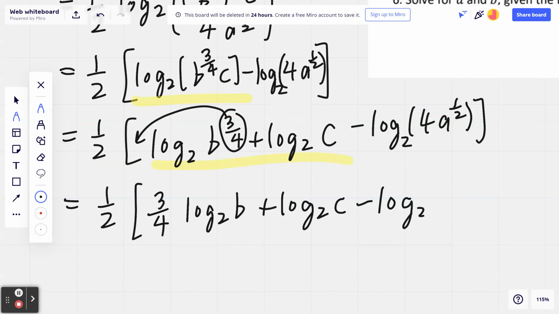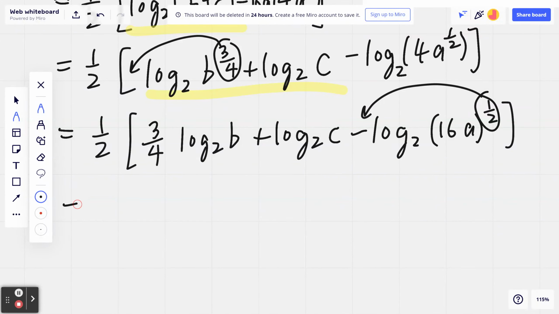You want to think about this. I cannot bring this to the front yet. What I need to do is think about this as a square root. So for example, a to the power of half is the square root of a. But think about 4. Isn't that the square root of 16 or 16 to the power of half? Now this exponent could be brought to the front. And that's exactly what I'm going to do in the following step.